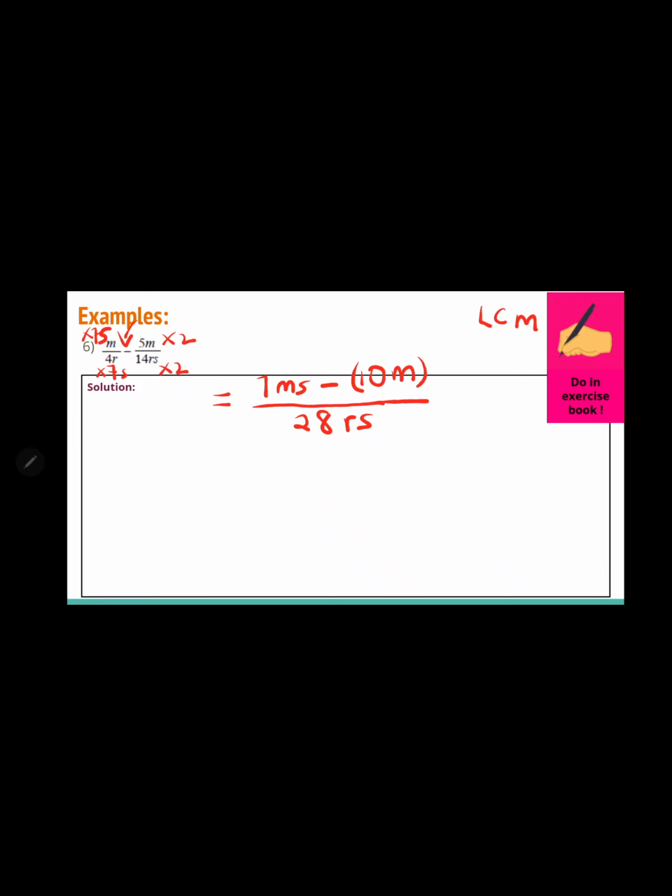So can we proceed with anything? No more. But I can take out the m because they are common. So 7ms minus 10m over 28rs. I can take out m, but it doesn't hurt anything. If you factorize, also can. If you don't factorize, also can. 7s minus 10.